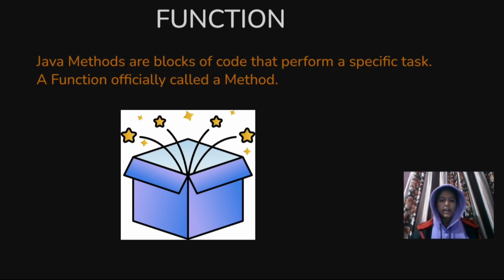So let's see the definition of the function. Java methods are blocks of code that perform a specific task. A function is used to perform some specific task, and the specialty of a function is that it is created only one time and used multiple times. It is built a single time and used multiple times. This is the specialty and advantage of the function. A function is officially called a method in Java. So basically, the function is a magic box.